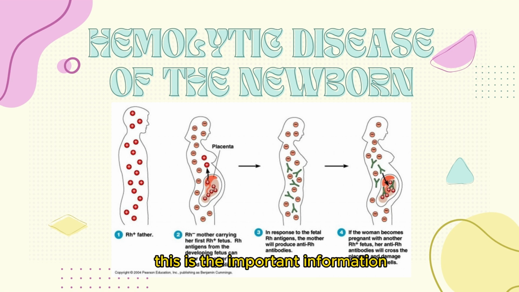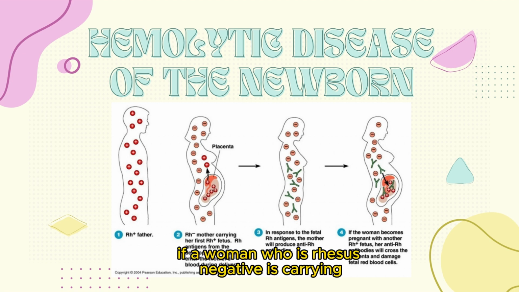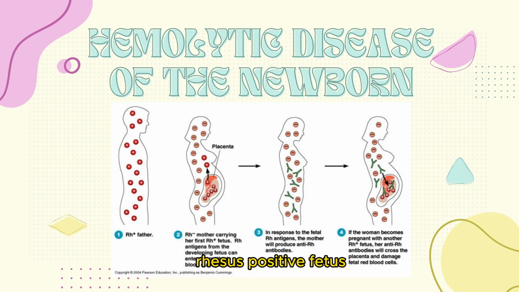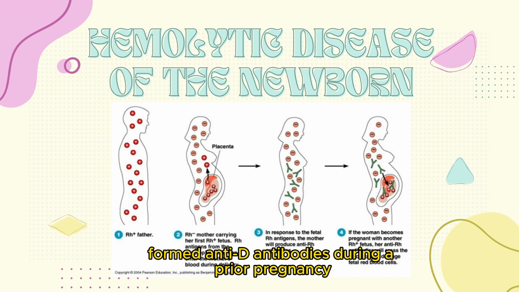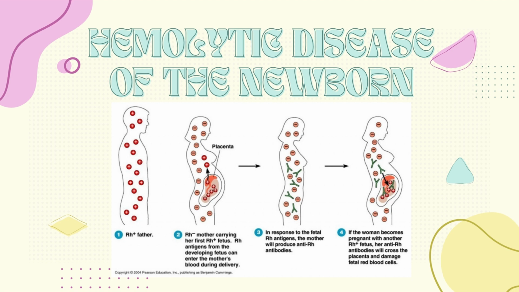This is the important information. If a woman who is rhesus negative is carrying a rhesus positive fetus, the fetus may be at risk. This is especially likely if the mother has formed anti-D antibodies during a prior pregnancy because of a mixing of maternal and fetal blood during childbirth.